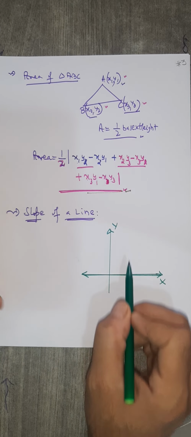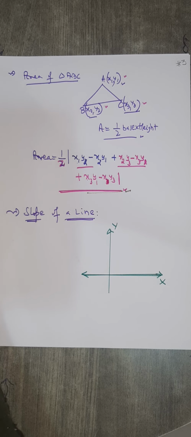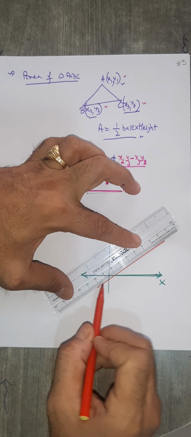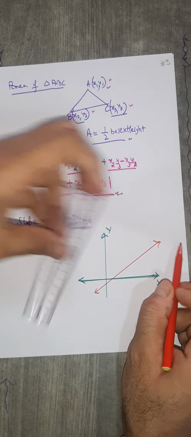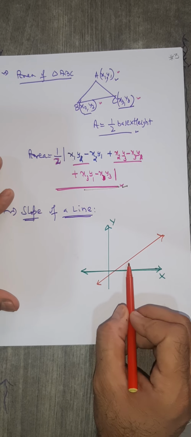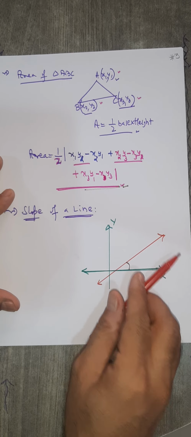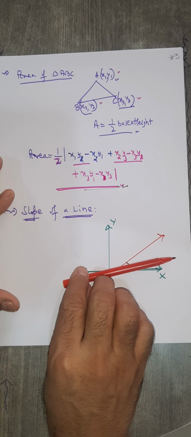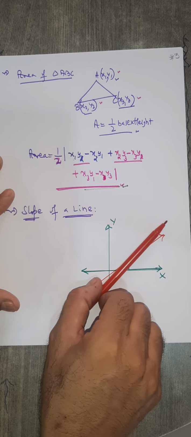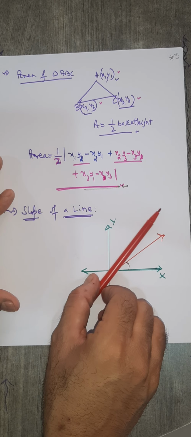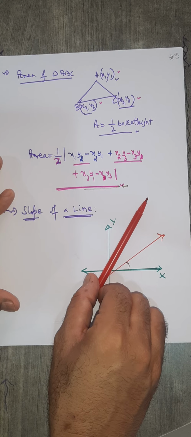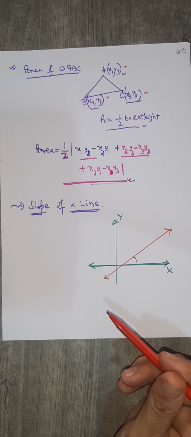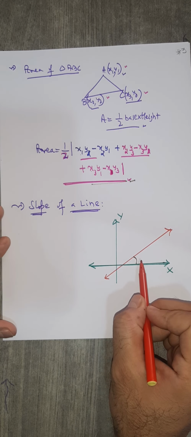Now I'll draw a line which makes a certain angle with the x-axis. For example, this is a line. This is called the inclination of the line with the ground. If the line is like this towards the x-axis, then the inclination would decrease. And if the line is like this, then the inclination would increase. Inclination means the angle of the line with the ground. So here, I'll call this theta.